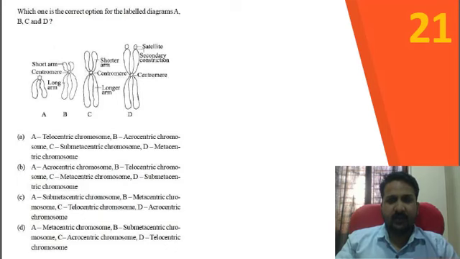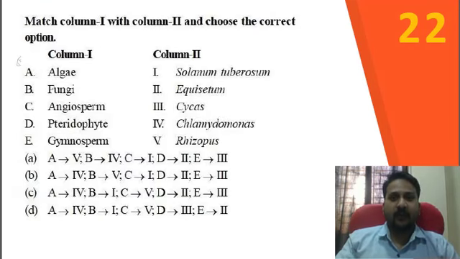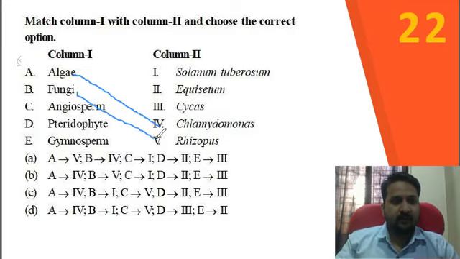Question number 22. Match the following. Some questions will take more time. So here, match the following. Algae belong to Chlamydomonas. Fungi belong to Rhizopus. Angiosperm, the example is Solanum tuberosum. Now you can see with A we are going as 4, with B we are going as 5.